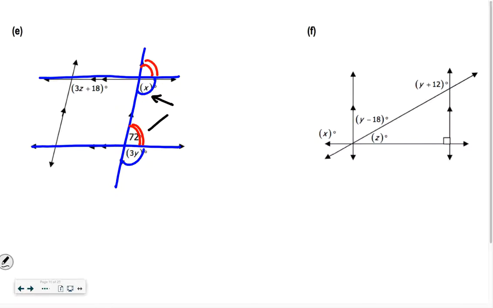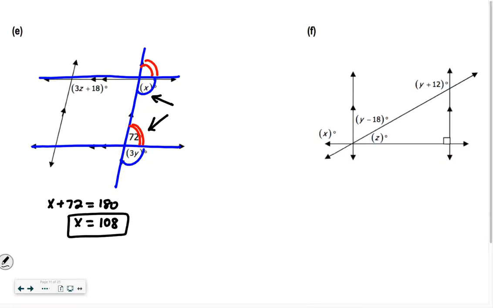Well, we can say that these consecutive interior angles, yeah, what do you have? x plus 72 equals 180. Yeah, they have to be equal to 180. So we get x is equal to 108. So you guys get that for x?